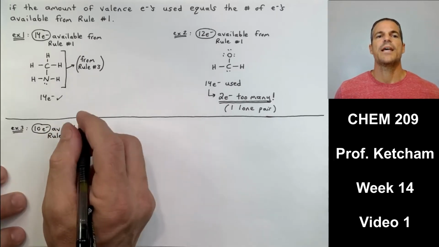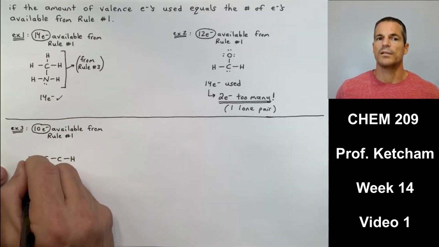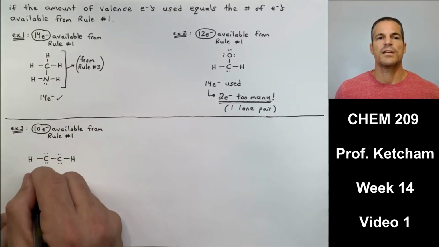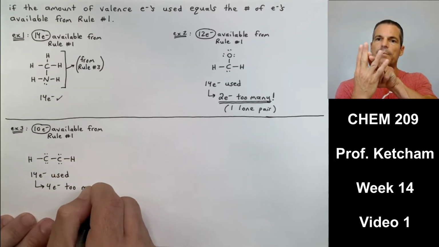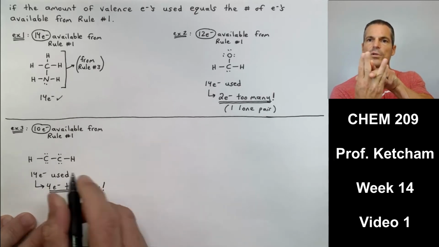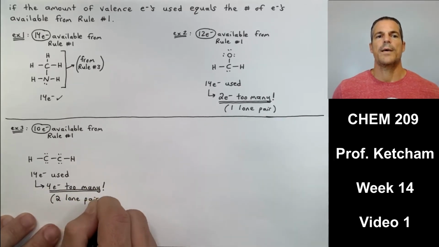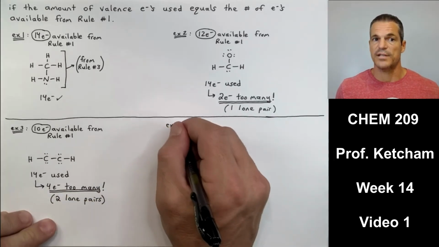Example 3, 10 electrons available from rule number 1. So I have 2, 4, 6, 8, 10, 12, I have 14. That is 4 electrons too many. How many lone pairs is that? That's 2 lone pairs. 2 lone pairs too many. Eventually I'm going to have to erase that when I address it.